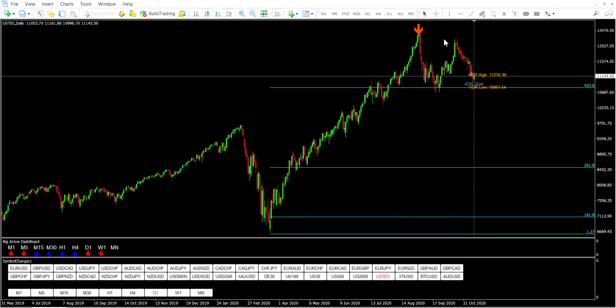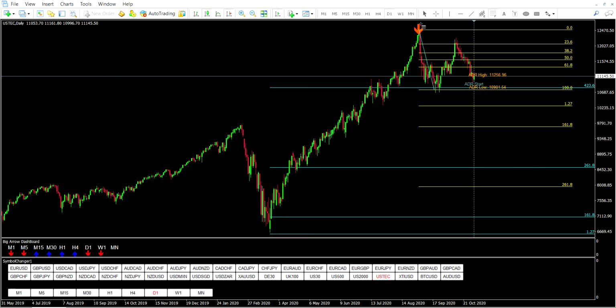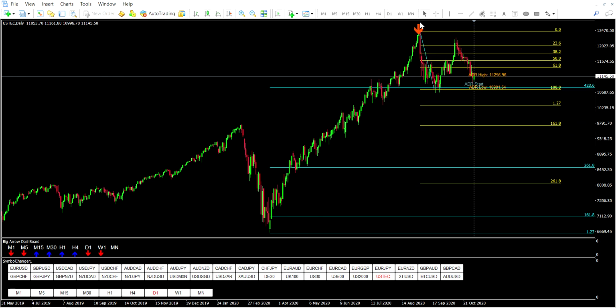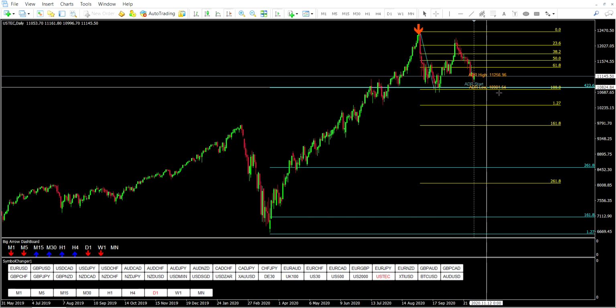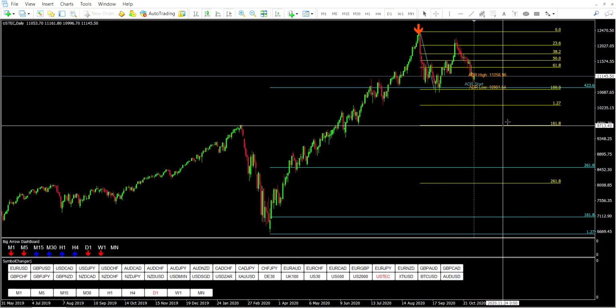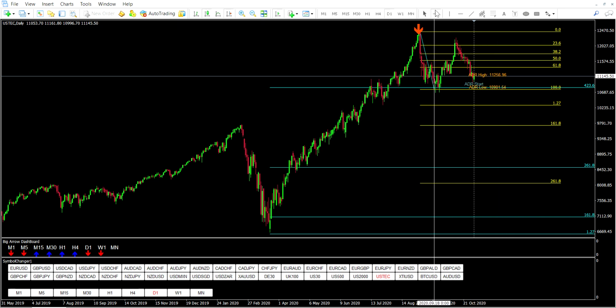Nasdaq, I'm already in this one, as you'll see in the group, but I got in it at the beginning. So it's done the A to B, it's come back above the 23.6. I got an entry around here, around this point, and now it's coming down, and I'm expecting it to go right down to around 9,700 roughly.